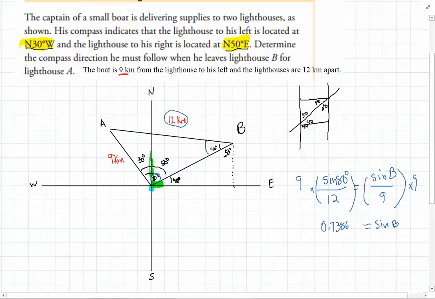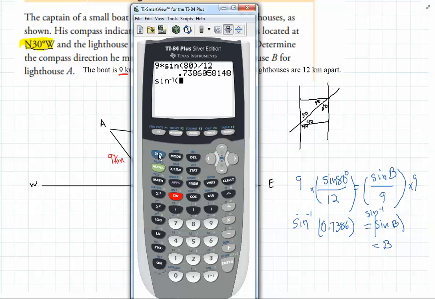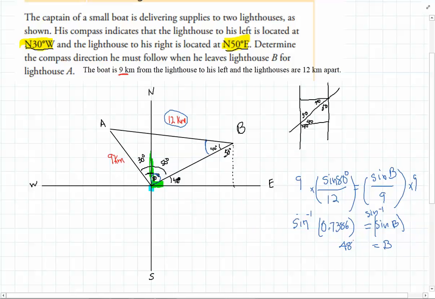We want to calculate our whole piece, the angle. So to do that, we need to get the inverse sine of both sides. And when we take the inverse sine of sine B, that gives us the angle B. On our calculator, we'll just find the inverse sine of that previous answer. We press enter, and we'll round that to 48 degrees. Excellent. So this whole big angle is 48 degrees.